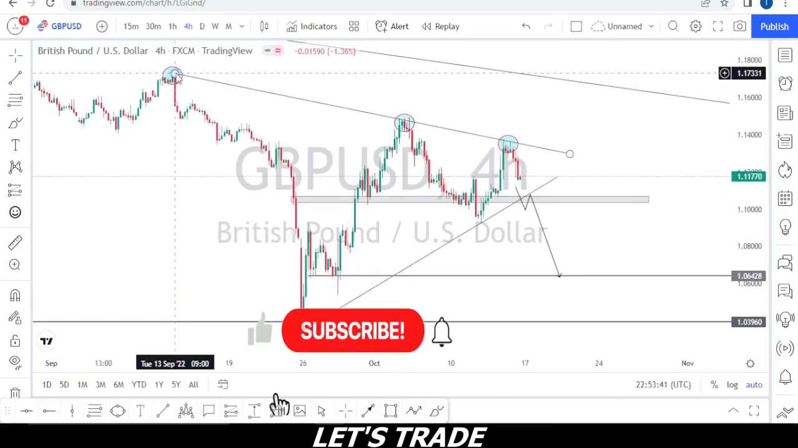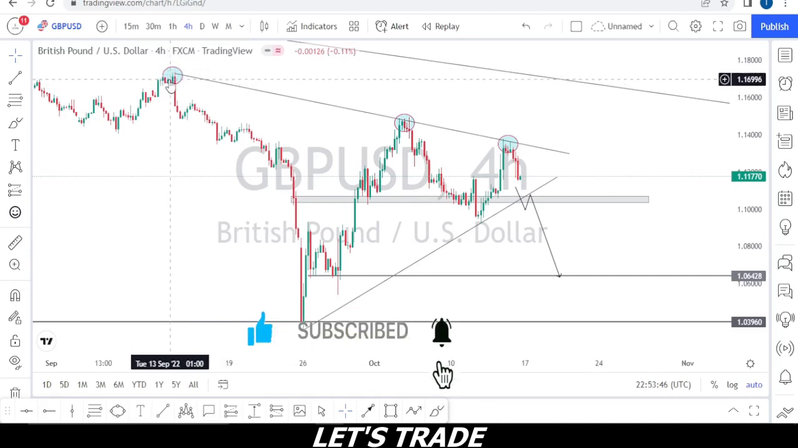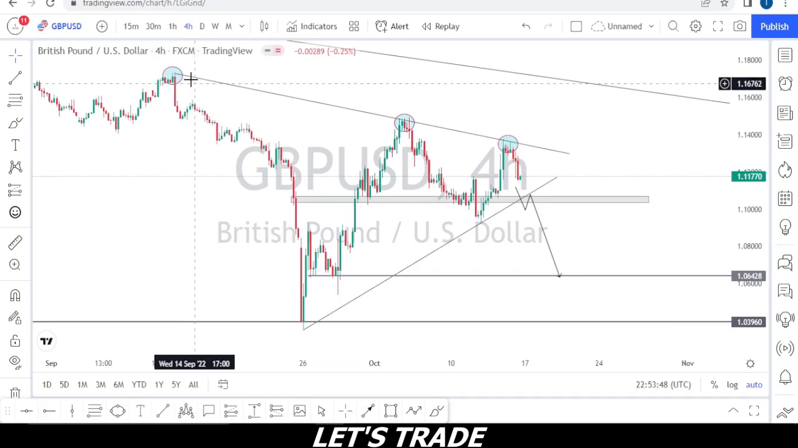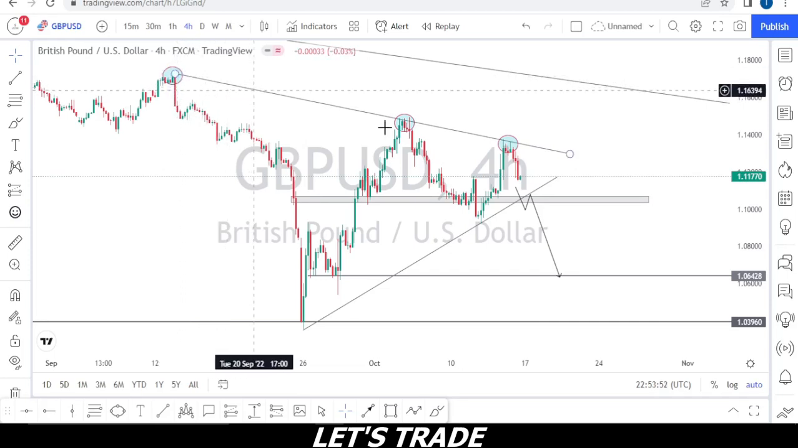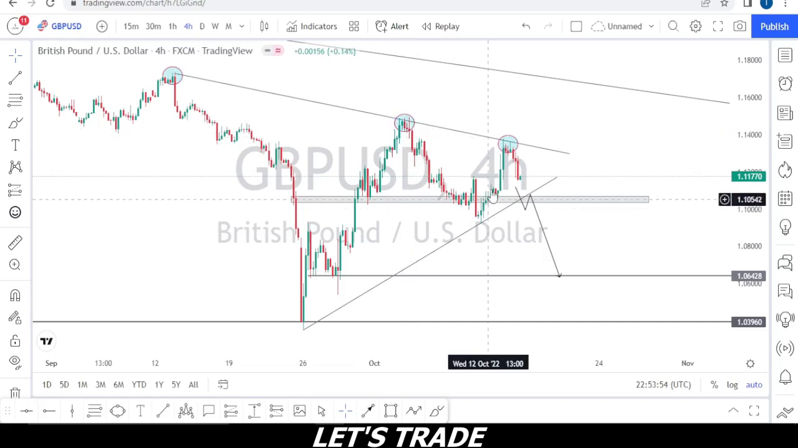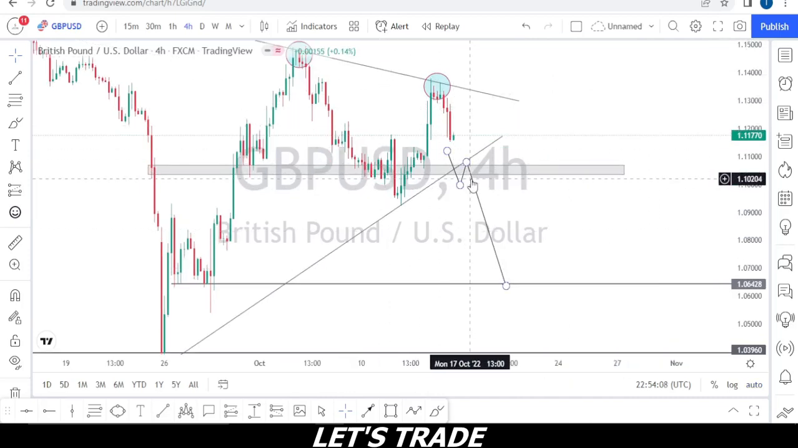Considering the fact that we are bearish on the higher time frame, all we need to be looking for are what? Bearish opportunities, at least for now, on the what? Lower time frames. Now we have a first touch of this trend line, we have a second touch, and what did price do after coming back for the third touch? Price of course rejected the third touch, and price has been falling after hitting the trend line.